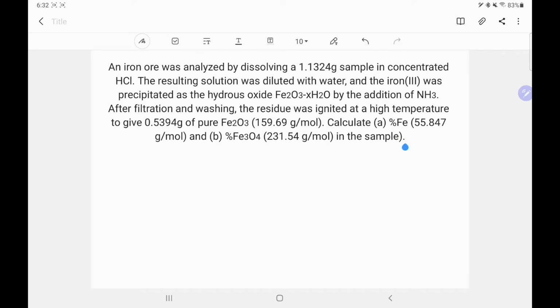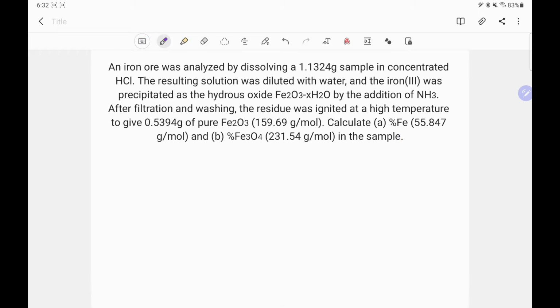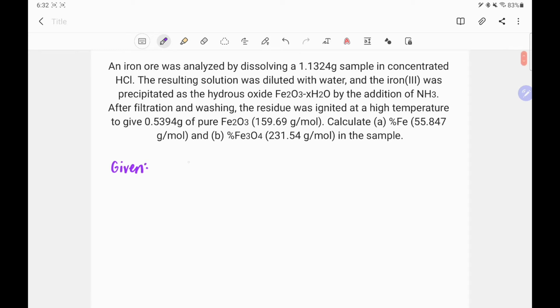This should have a similar logic as the first problem. It might seem more daunting because there are now a lot of big words and big chemicals, but it should still be the same thing. Let me start by writing down the given. I know that I'm starting with 1.1324 grams of sample.